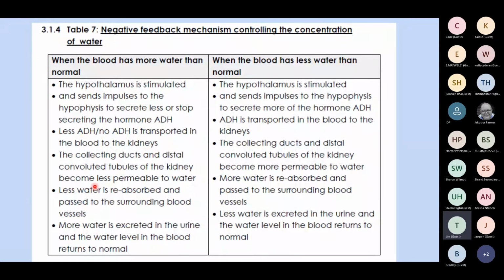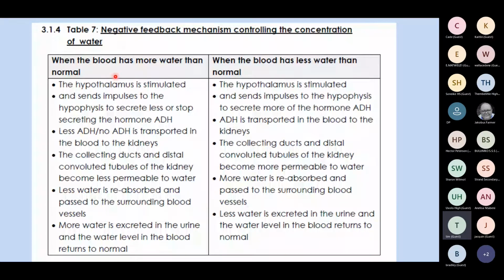Now inside the target organ, and this is normally a sticky area for most grade 12s. You've forgotten your grade 11 work, ne? The collecting ducts and the distal convoluted tubules in the kidney. So the tubules in the kidney become less permeable to water. This bullet, grade 12s, should be linked to what you still understand from when you dealt with the kidney in grade 11. So less ADH, less water will be reabsorbed and passed to the blood vessels. Then more water will be excreted in the urine, meaning the water level will be going back to normal.